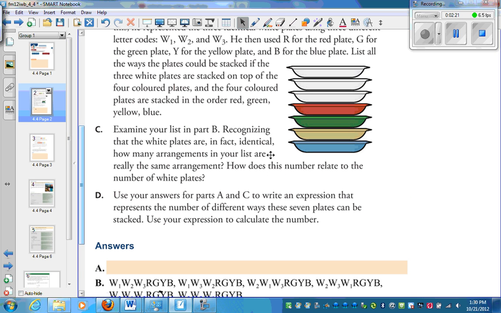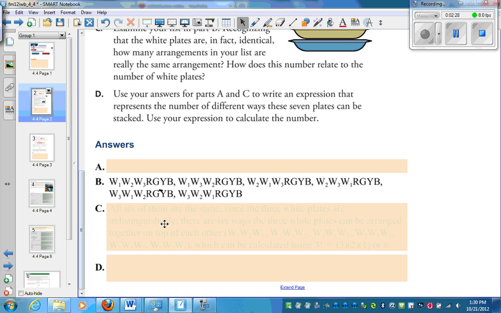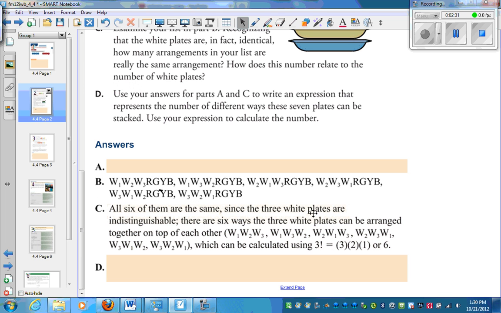Recognizing the white plates are in fact identical, how many arrangements are really the same? How does this number relate to the number of white plates? So all 6 of them are the same since the 3 white plates are indistinguishable. There are 6 ways that the 3 white plates can be arranged. White, white, white, white, white, white, but they're different white plates, okay? So this can be calculated using 3 factorial.